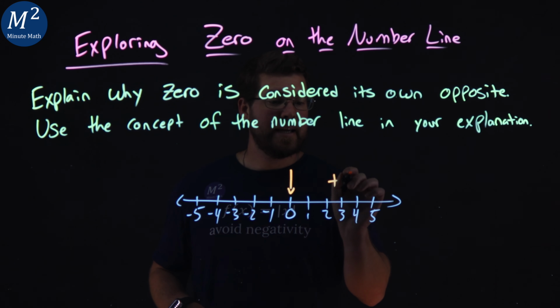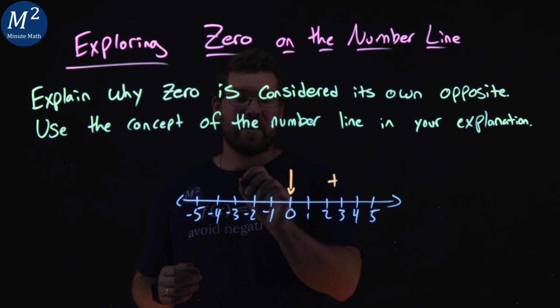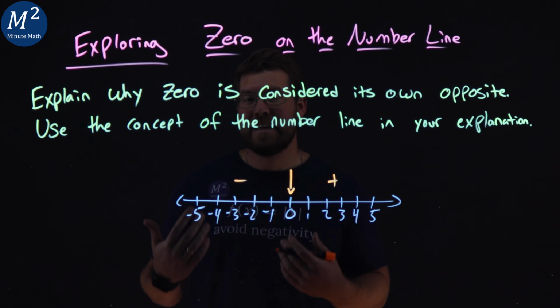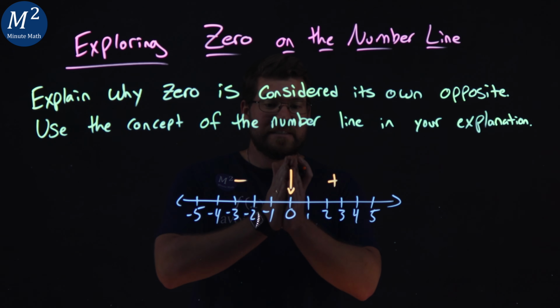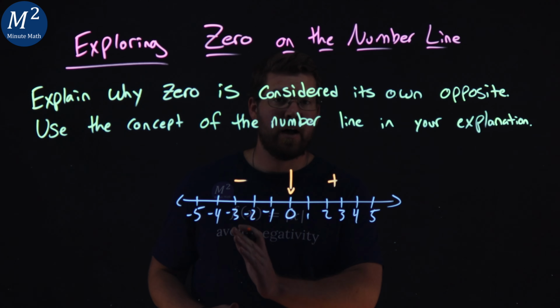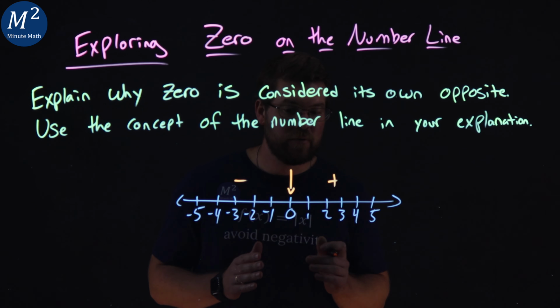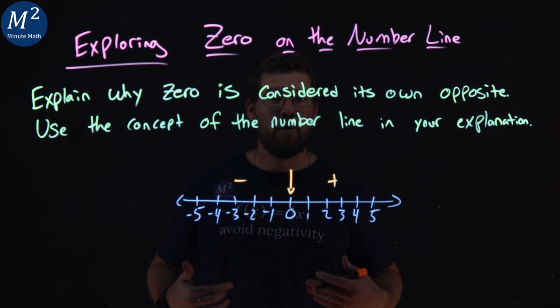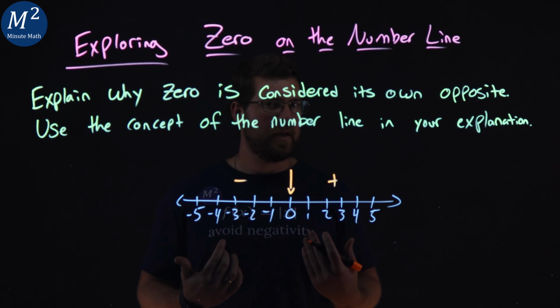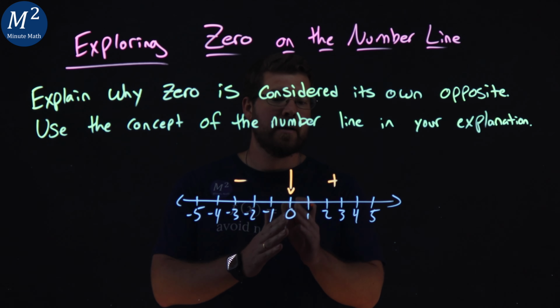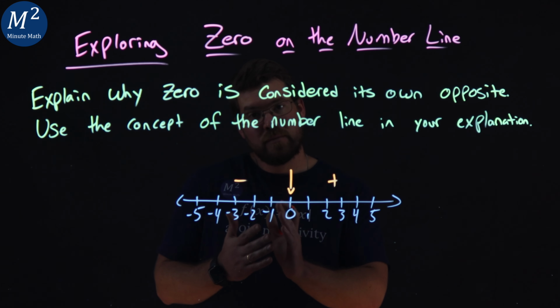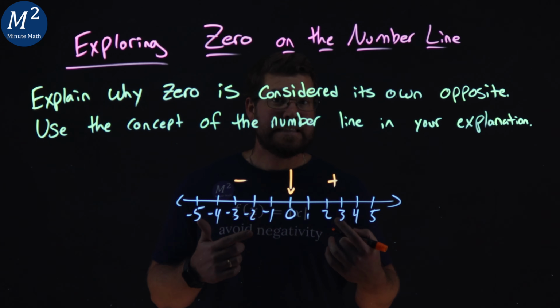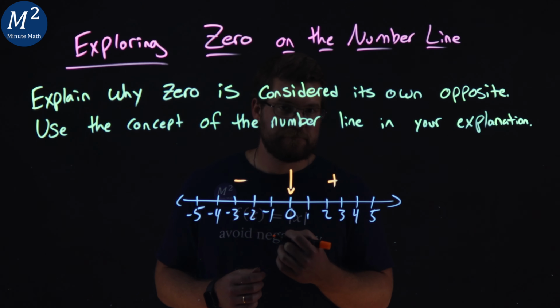All the numbers to the right here are positive, and all the numbers to the left are negative. And so 0 is neither positive nor negative. And so 0 is its own opposite here in this case. It's right in the middle there, and it's its own distance from 0. So again, 0 is its own opposite.